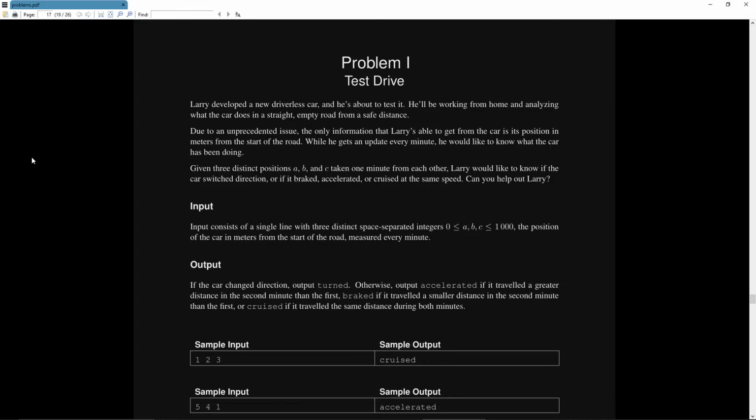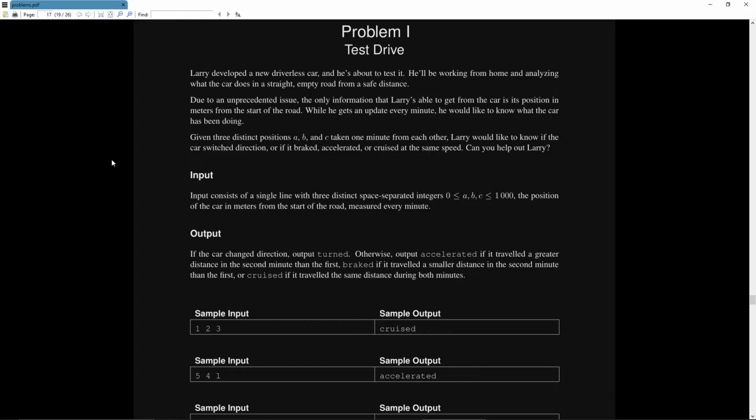So test drive, this was the easiest problem out of everything, so I'll just very quickly go over it. Well, it's easy, but you do still need to be careful with how you read it. I think there are still some interesting submissions that didn't quite read the problem properly.